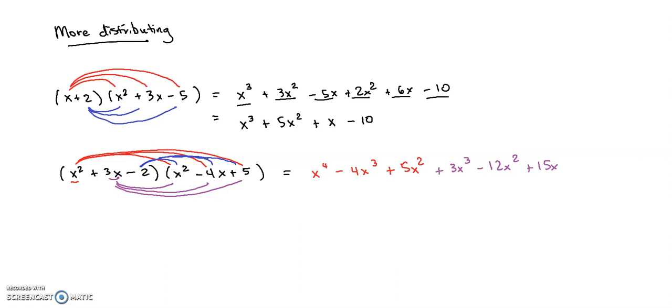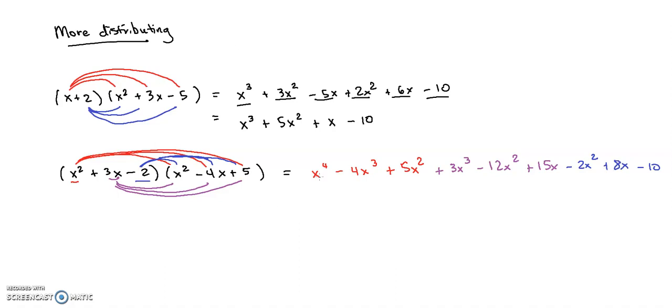And then the last one that I need to distribute is the minus 2. So I've got minus 2x squared. I've got plus 8x. And I've got minus 10.